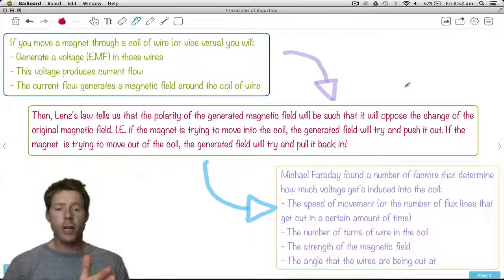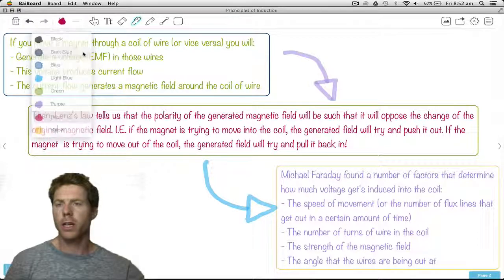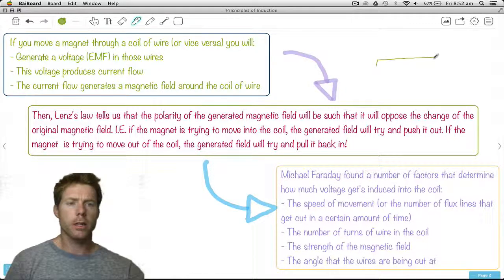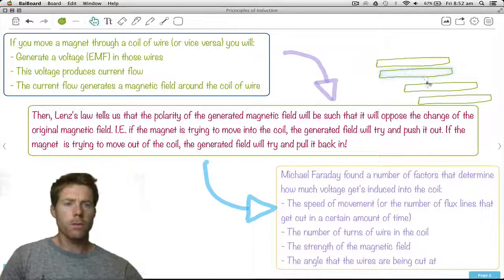Now the last one to have a look at is the angle that the wires are being cut. So this one here is a bit trickier to understand than the other ones, but if we were to get, say, a few pieces of celery, let's grab this one, and let's get a few more of them, like that.